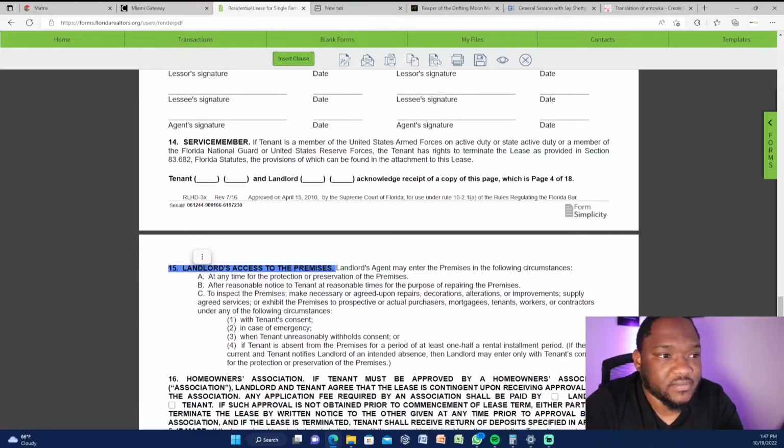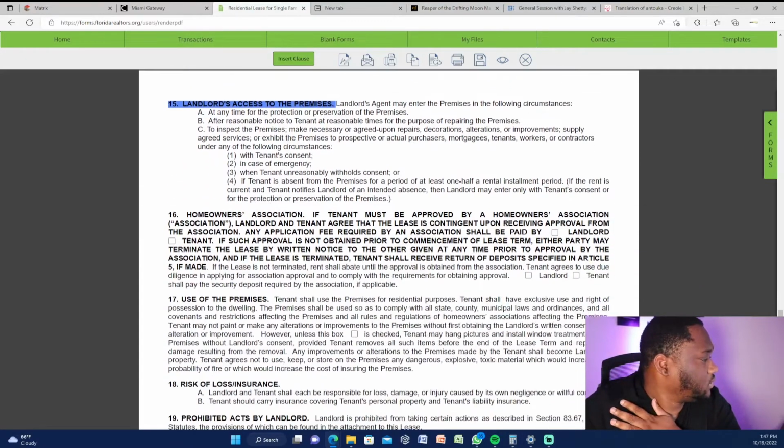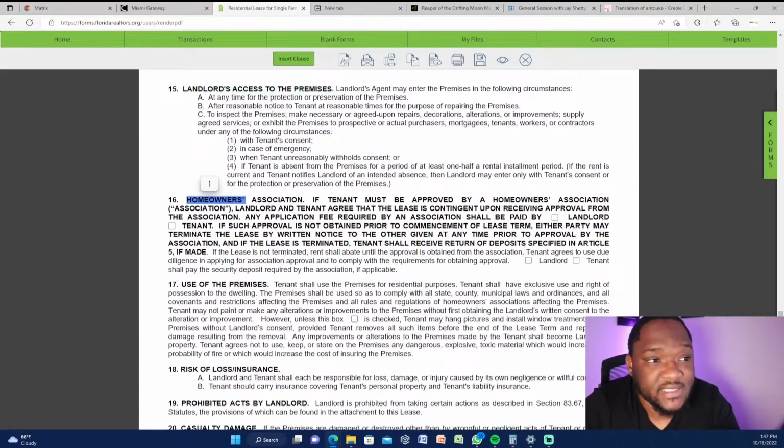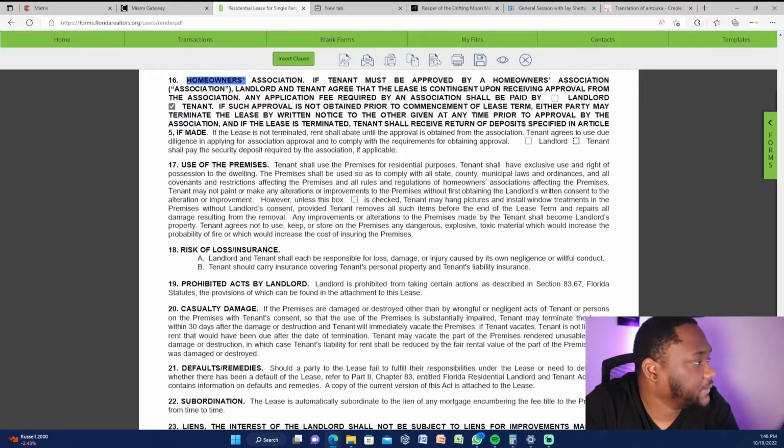Section 15 determines the landlord's rights to access to the property and for what reason. 16 is if there's a homeowners association, that the person has to be approved by the homeowners association and who must pay for it. So it could be the landlord, the tenant. Here you have to also say that you have to show due diligence either by the landlord or tenant to supply this information and pay for the security deposit. Both of these boxes have to be checked out.